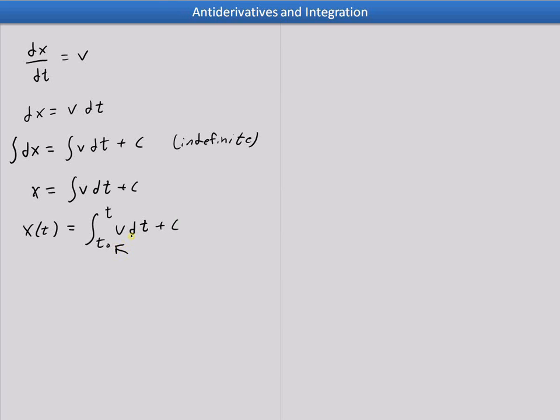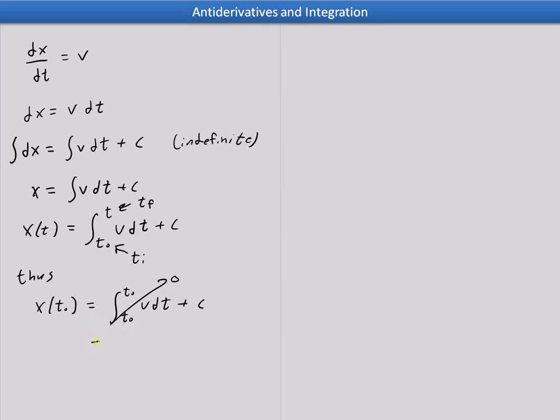So a reminder, what are our limits here? Well, we're going from initial time to final time. That's how we get a displacement after all. Okay, so with that, what would x at t initial be? Well, x at t initial would be equal to the integral from t initial to t initial of v dt plus c. Well, that's got to be 0. If you have an integral and the limits are the same, that's always 0 by definition. So you can't have any area under that curve.